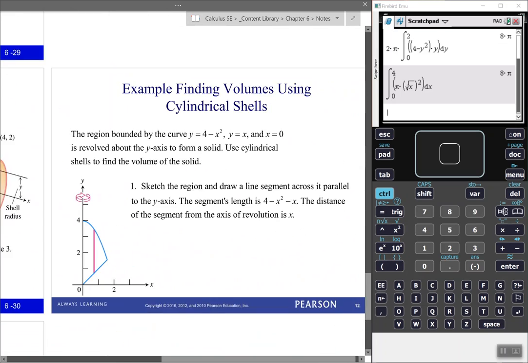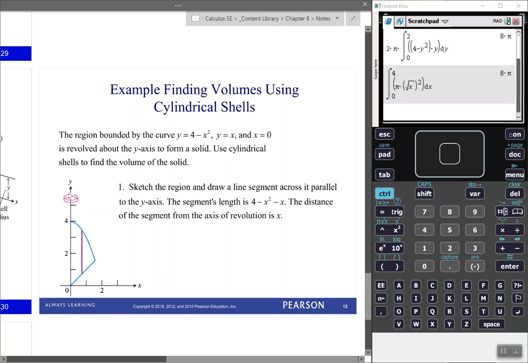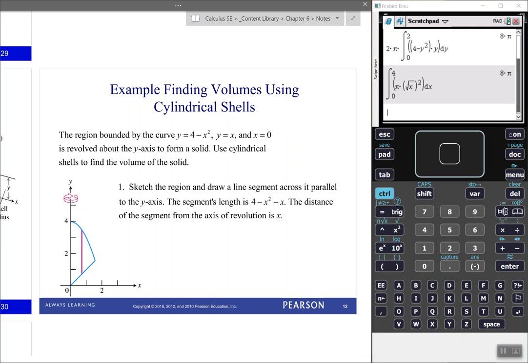So here's another example. We have the region bounded by the curve 4 minus y squared, so that is the upside down parabola part on the top here. And we have the line y equals x, which is the slanted line there, and x equals 0, and we are revolving it around the y-axis to form a solid. So it asks us to use cylindrical shells to find the volume. So it's nice when they ask us to do cylindrical shells, we know that that is the method to use. So this is a little bit different.